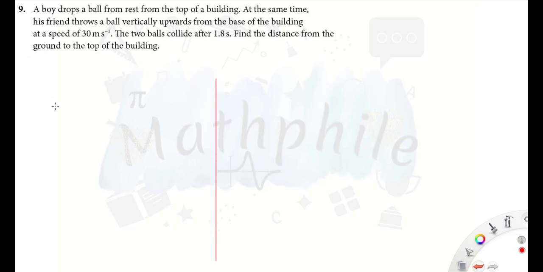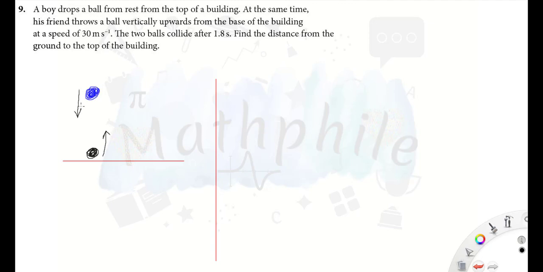Any ideas as to how to do this one? Okay, I know we have two cases. Yeah, that is very good. We've got two cases. Let's try to visualize things now. So there's my ground, a flat surface. Let me use blue for my top ball, the ball the boy is dropping. Let me use black for the ball thrown vertically upwards. So this is going upwards. This is coming downwards.